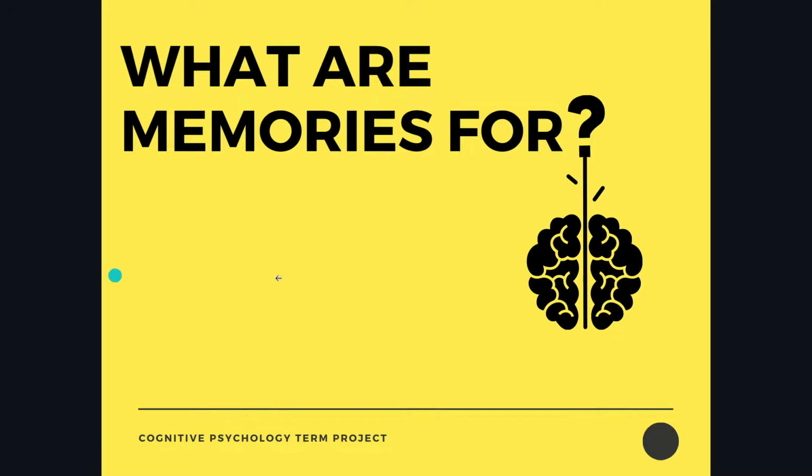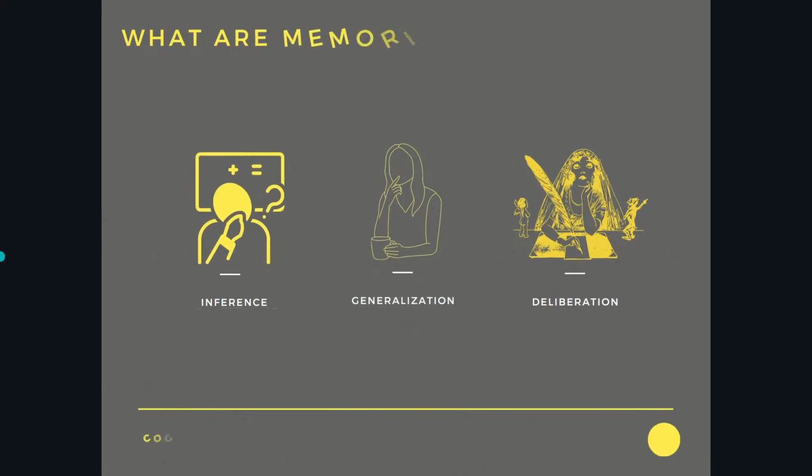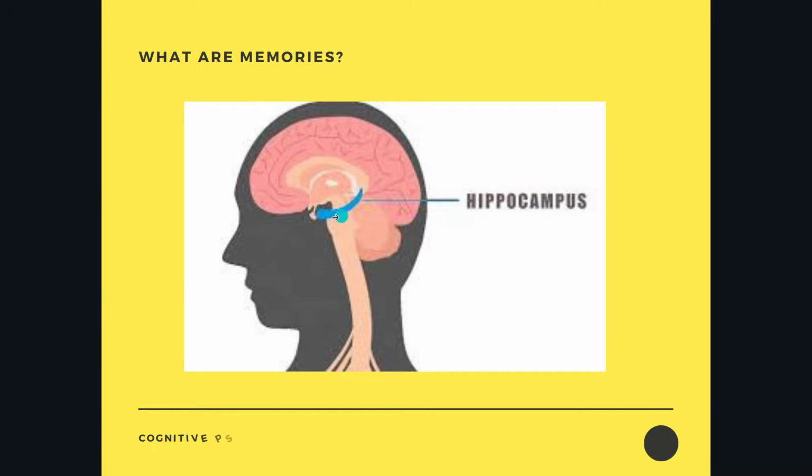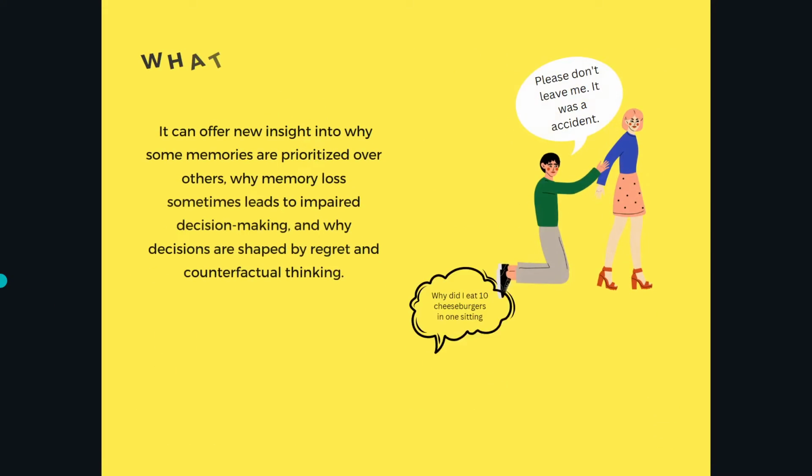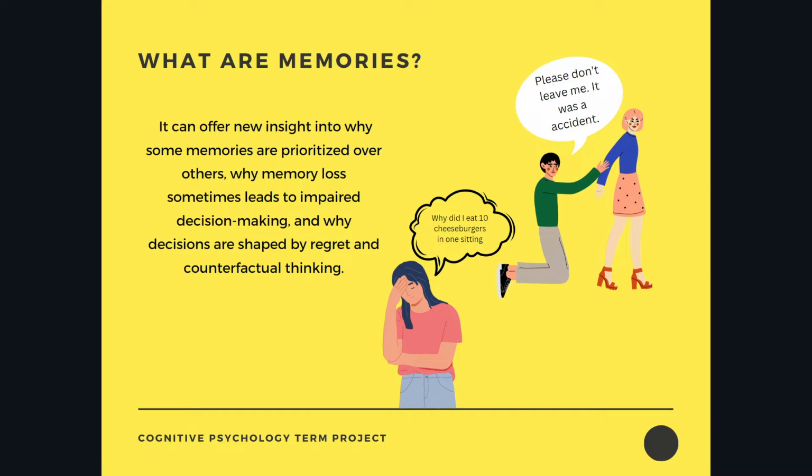Memory has a large role in our flexible decision making that depends on inference, generalization, and deliberation. This function of memory and decision making is supported by the hippocampus, as you can see here, suggesting that the role of the hippocampus is meant to create a record, as if you're recording yourself so you can look back at it later, to better assist us in our future behavior and decision making. It can offer new insights into why some of our memories are prioritized over the others, why memory loss leads to impaired decision making, and why decisions are shaped by regret and counterfactual thinking.